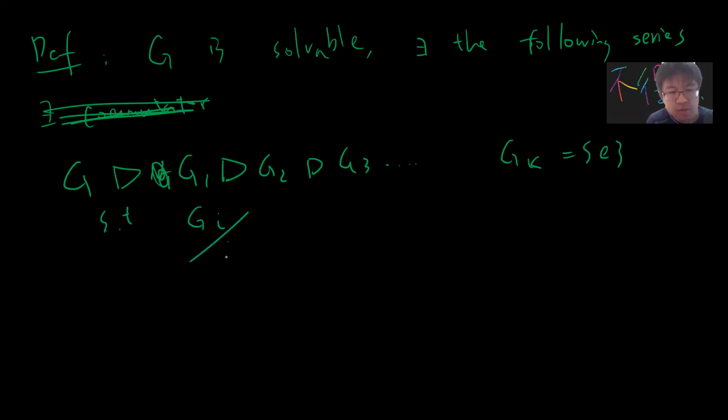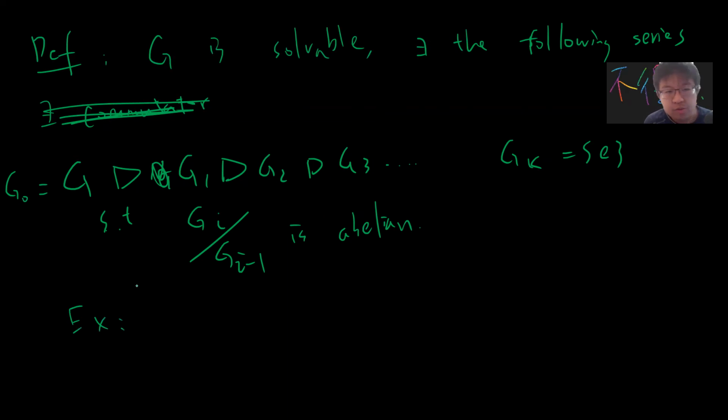Let's call G itself G0. The quotient Gi over Gi minus 1 is abelian. So basically you can find a series such that each quotient is abelian and keep going until you reach the trivial group. This is called solvable.